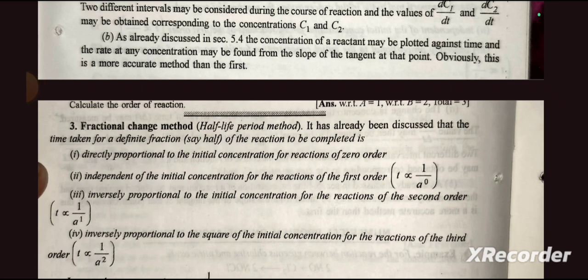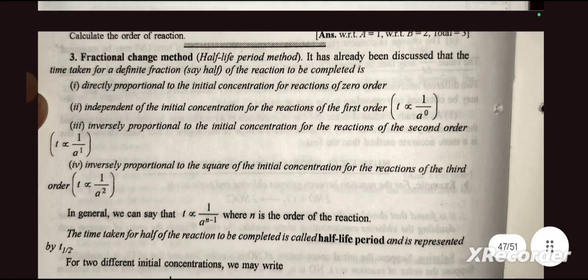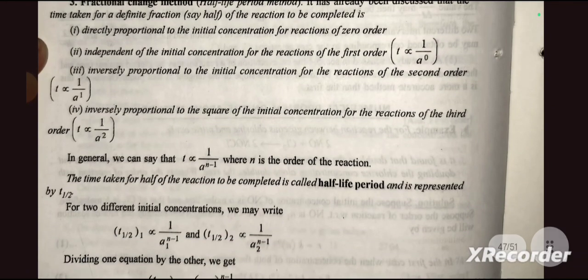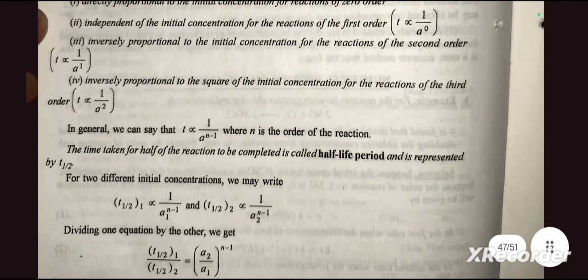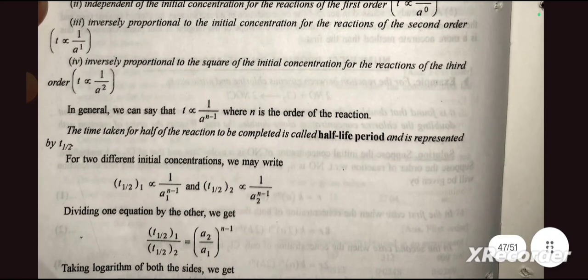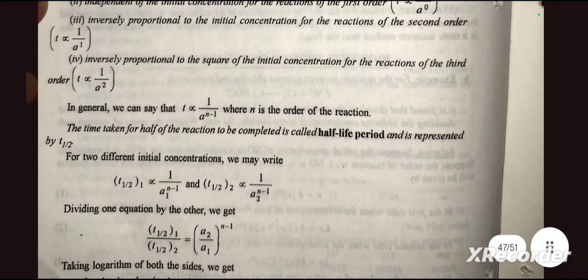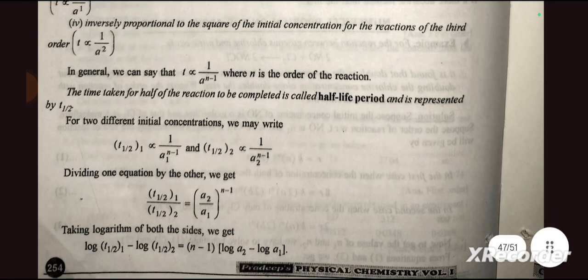Fractional change method, half-life period method. It has already been discussed that the time taken for a definite fraction, say half, of the reaction to be completed is: first, directly proportional to the initial concentration for reactions of zero order; second, independent of the initial concentration for reactions of the first order; third, inversely proportional to the initial concentration for reactions of the second order; and inversely proportional to the square of the initial concentration for reactions of the third order.